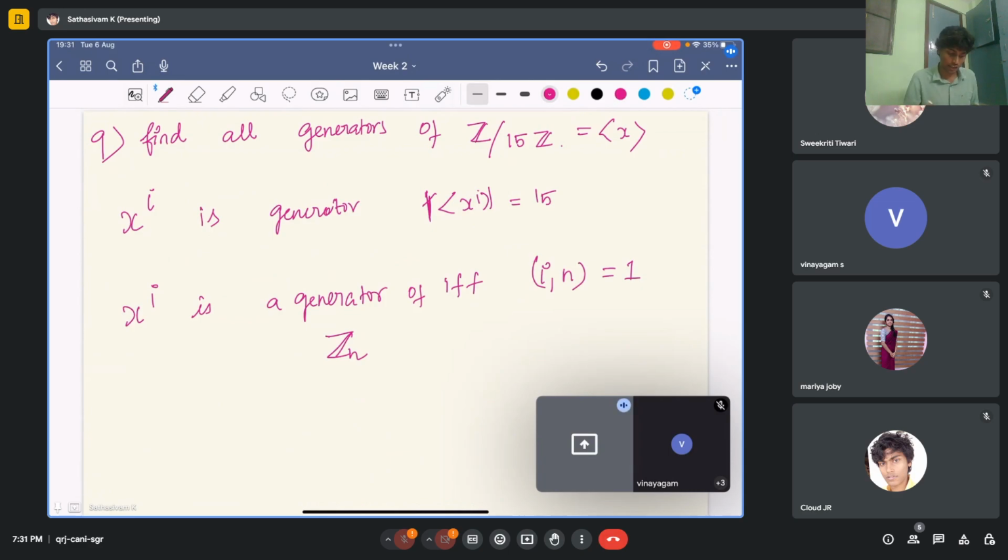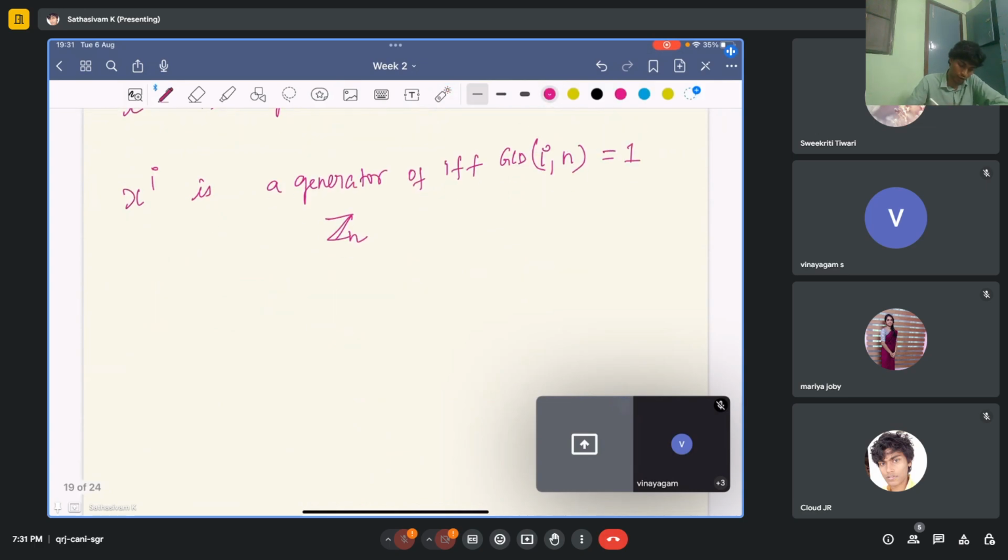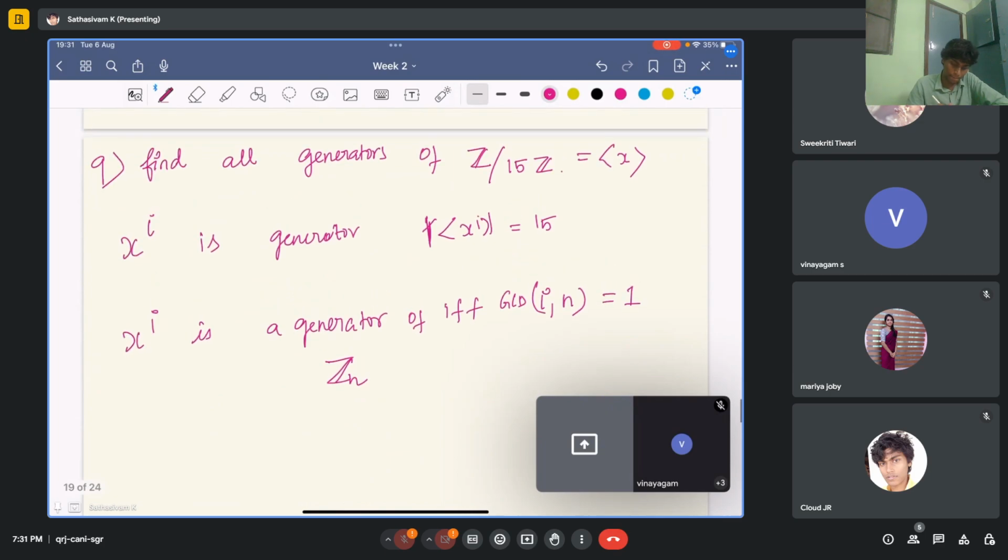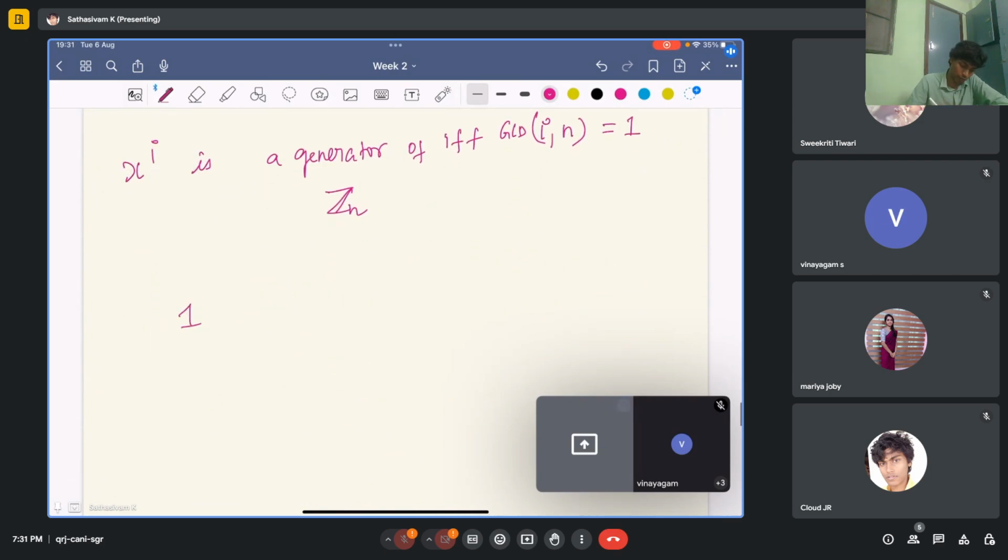Now let's write all the generators here. So what are all the generators here? Basically the problem is the same as asking what are the i here which are co-prime to n. When I write i comma n here, again it means GCD. So what are the i such that GCD of i comma n is 1? In this case, n is 15. So let's write every number and see. We have 0, 1, 2, 3.